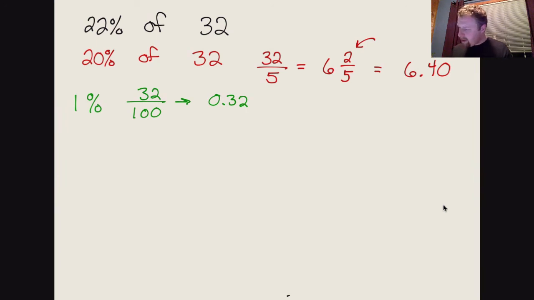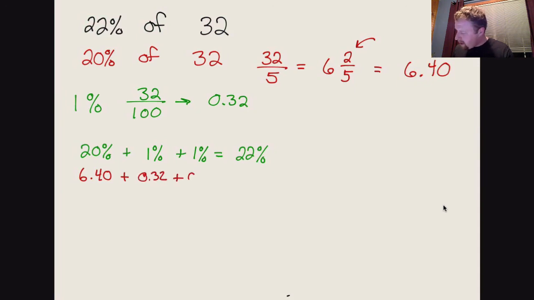So what I would do is I would say, 20% plus 1% plus 1% equals 22%. And I know that 20% is 6.40. I know 1% is 0.32. And I know 1% is 0.32. So if I add these three numbers, I will find the number that is 22% of 32. So let's go ahead and do the arithmetic: 6.40 plus 0.32 plus 0.32.